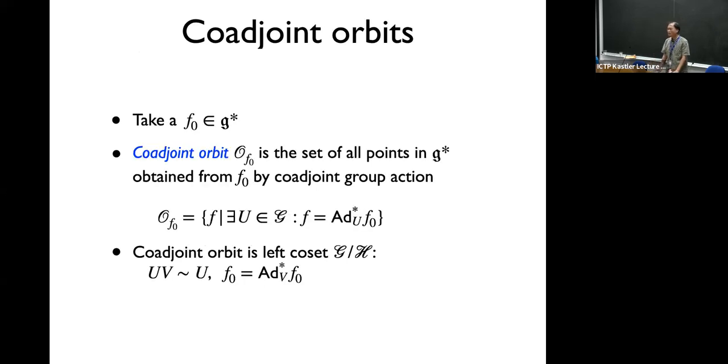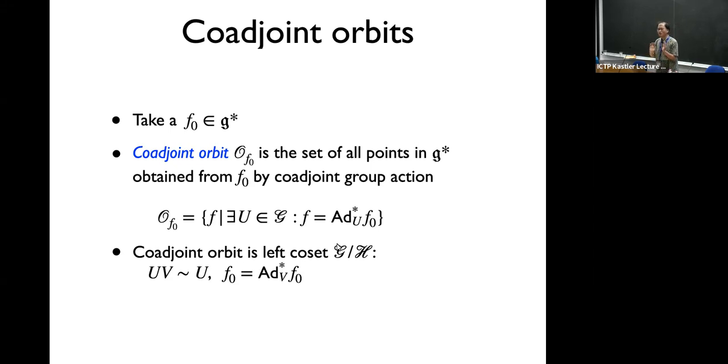Okay, and then what is the coadjoint orbit? A coadjoint orbit is defined as the orbit of a given point in the dual space under the action of all possible elements of the Lie group. So if I take one point, use this coadjoint representation and rotate this point, one can define this coadjoint orbit. And this coadjoint orbit actually is a coset of the Lie group and the subgroup that keeps this reference point fixed in space.